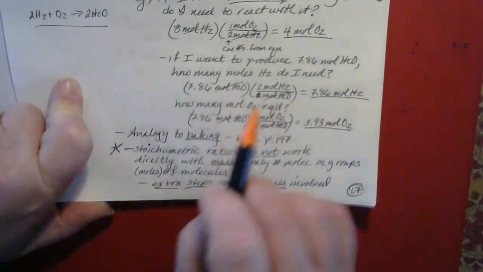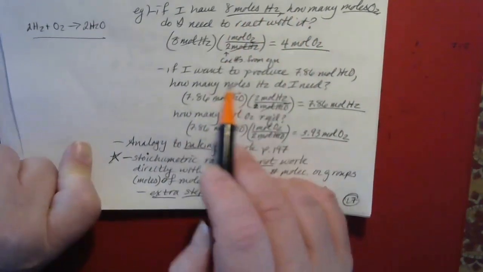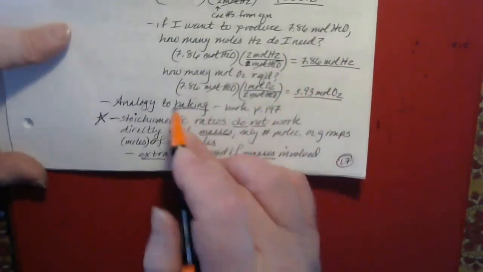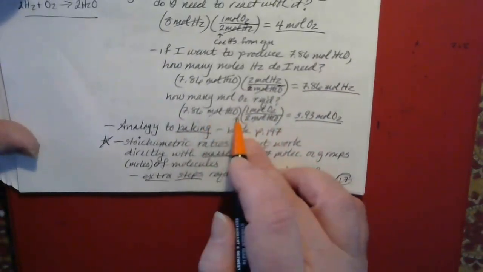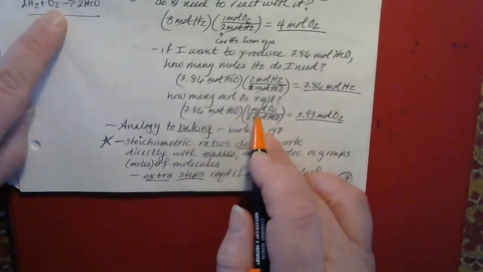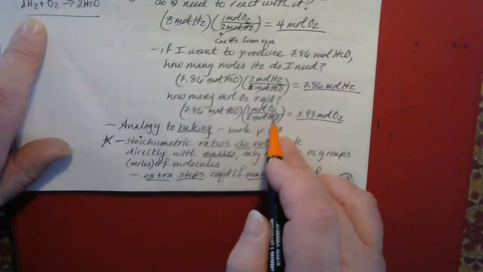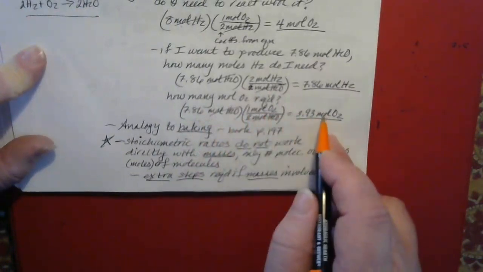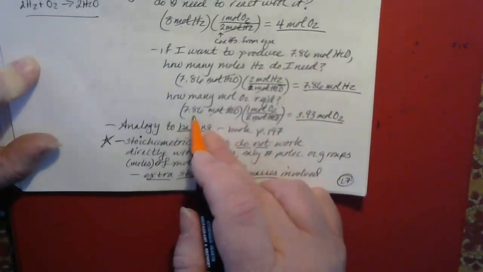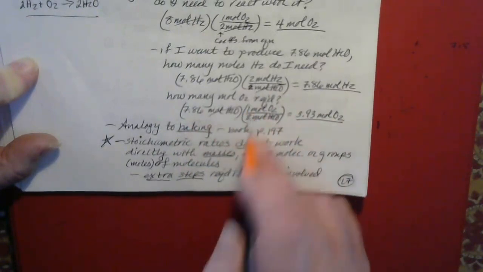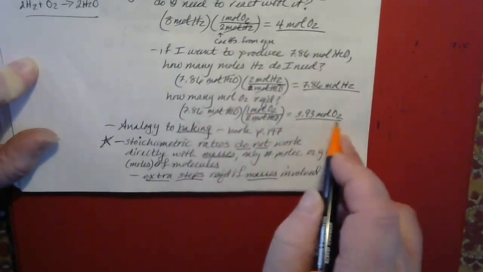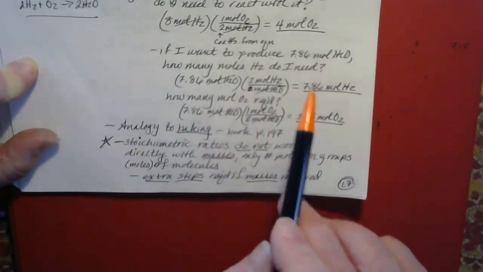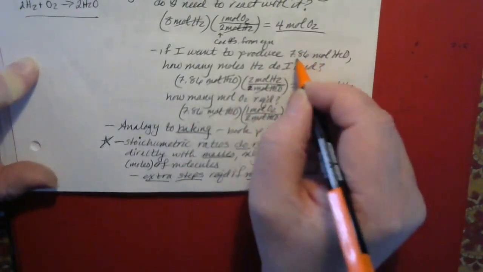How many moles of oxygen would be required to produce 7.86 moles of H2O? Okay, well, 7.86 moles of H2O times the fact that you only need 1 mole of O2 for every 2 moles of H2O produced. Moles of H2O will cancel as a unit, leaving you with moles of O2. The number would be 7.86 times 1 divided by 2, which is 3.93. So that's how many moles of oxygen you would need if you wanted to produce 7.86 moles of H2O.